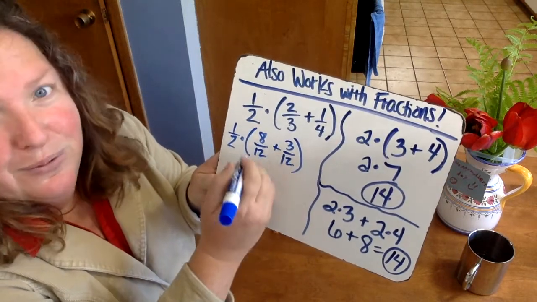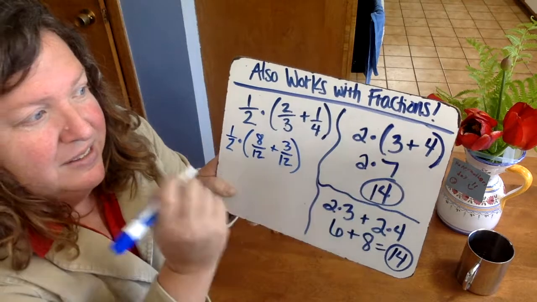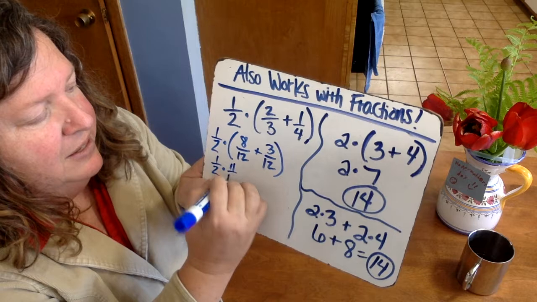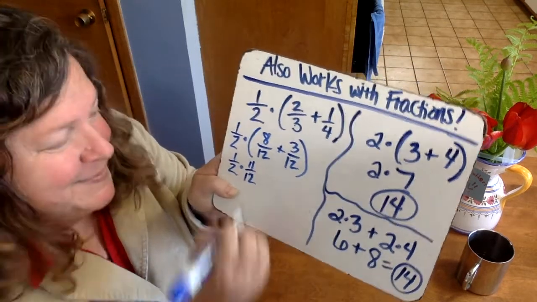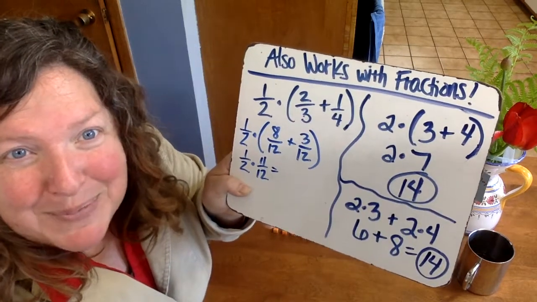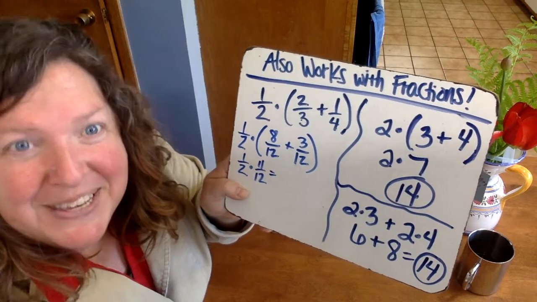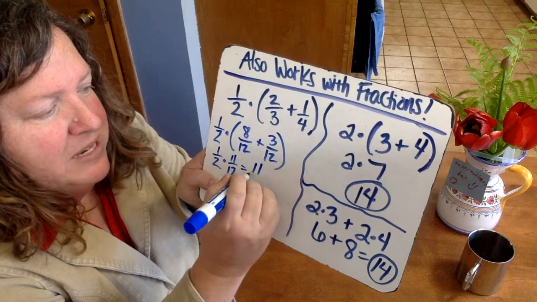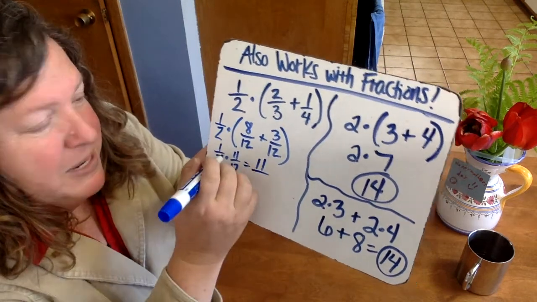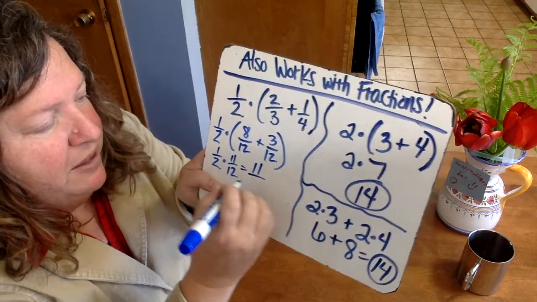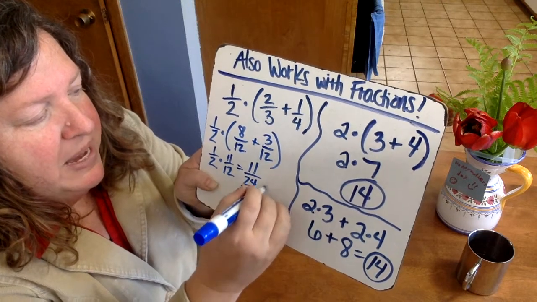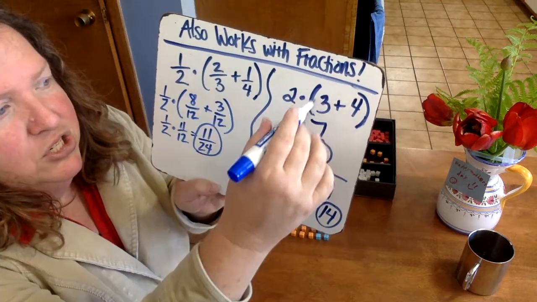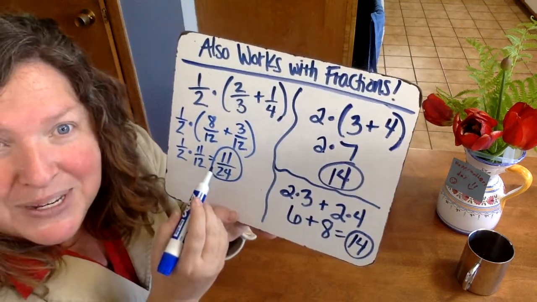Now I'm ready to solve that part and get rid of the parentheses. So I have 1/2 times 11/12. I know how to multiply. Top times top is top. Bottom times bottom is bottom. Numerator times the numerator. 1 times 11 is 11. Denominator times denominator. 2 times 12 is 24. So my answer, when I follow the order of operations, just straight through like I did, my answer is 11/24.